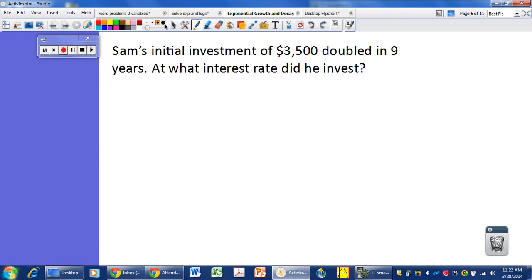So here we have Sam. Sam's initial investment of $3,500 doubled in 9 years. At what interest rate did he invest? So from our previous problem, we figured out that the natural log of 2 divided by k would give you the time that it took to double.